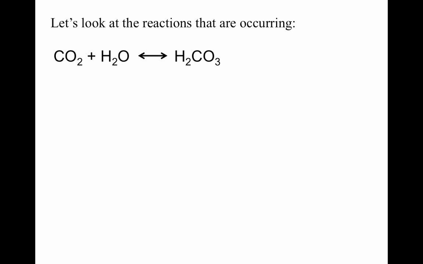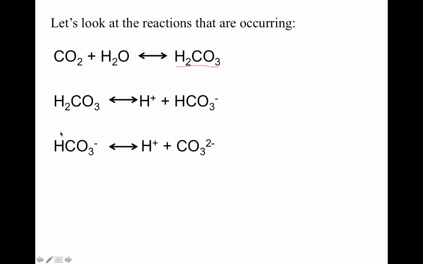First, we have the carbon dioxide in the atmosphere dissolving in water to form carbonic acid. Carbonic acid, we'll remember, is a weak acid. It releases hydronium ions and bicarbonate ion. This bicarbonate ion is also a weak acid, and it can release more hydronium ions and carbonate. These are the buffer reactions.